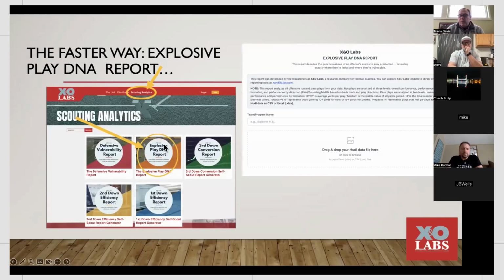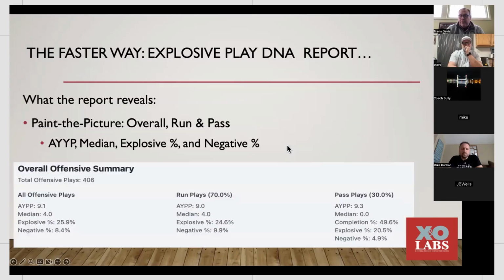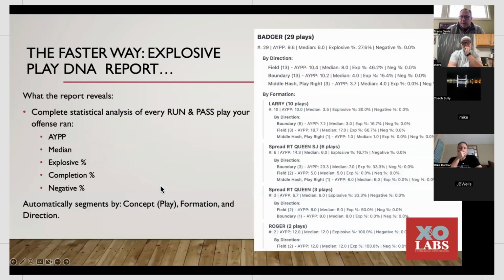So we have the explosive play DNA report right next to it. Same model, same everything that you're going to do. When you put in your offense, you're going to download your offensive file, could be for the season, however many games you want to put in there. It's going to give you pretty much the exact same analysis. It's going to give you the total offensive plays that were in there. Then it's going to give you statistics for your overall offense, which are average, median, explosive, and negative. Breaking it out, same for run and pass. For pass, it'll include the completion percentage.